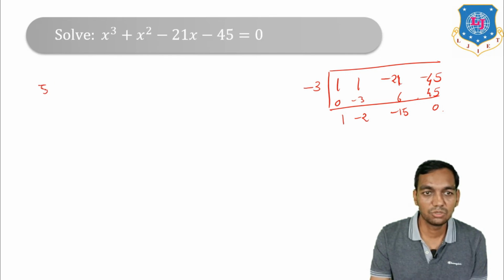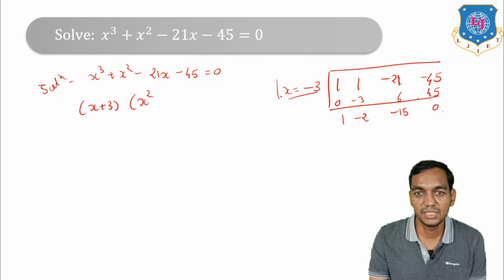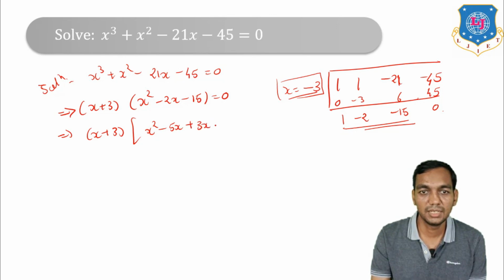So if you are starting with the solution, then you have x cube plus x square minus 21x minus 45 is equal to 0. So the first factor is x plus 3, and the second factor you have, this is your x is equal to 3, that means x plus 3 is equal to 0. And the second factor you have x square minus 2x minus 15 is equal to 0. And that will give you the factors of this are going to be 5 3 is a 15, so minus 5x plus 3x minus 15 is equal to 0.